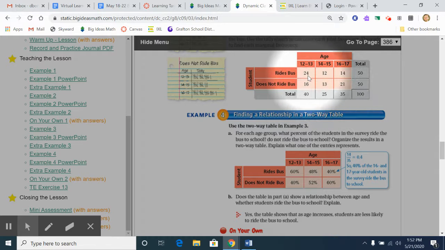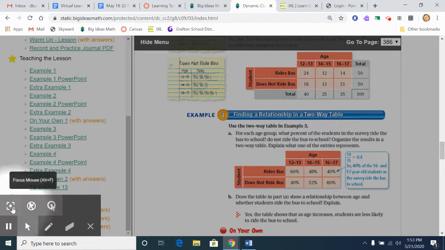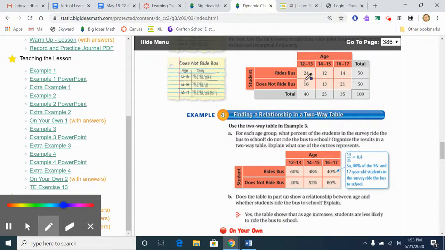So 24 out of the 40 ride the bus to school. To find what percentage that is, which is 60%, what they do is they take this number, the amount of students that ride the bus to school, 24, and divide it by 40, the total number of 12 to 13-year-olds that were surveyed. So in your calculator, if you take 24 and divide by 40, you should be getting 0.6. What is that as a percent? That would be 60%. Okay?